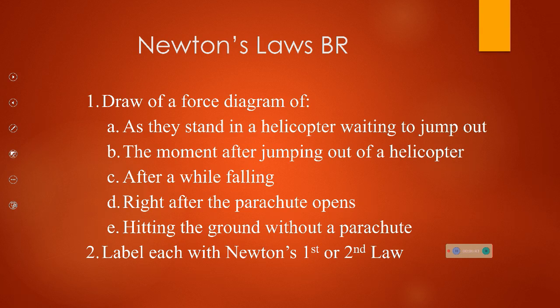We have a person, the same person in all these examples. A: a person standing in a helicopter waiting to jump out. B: the moment right after they jump out of the helicopter. C: after a while of falling out of the helicopter. D: right after they open the parachute, the moment after they open the parachute. And E is a little bit separate from A through D, because hopefully it doesn't happen, but what would it look like if they hit the ground without a parachute?